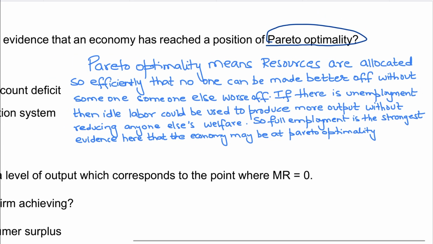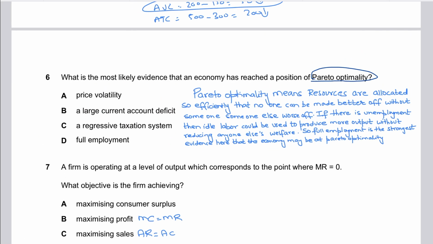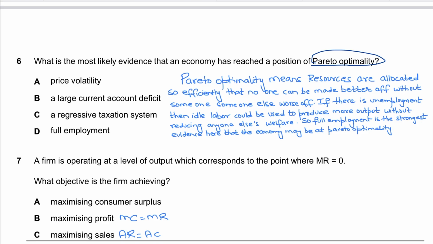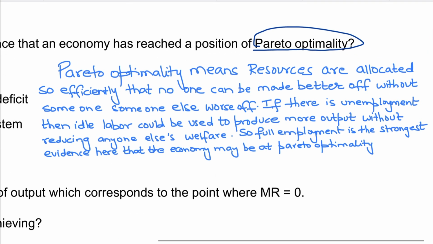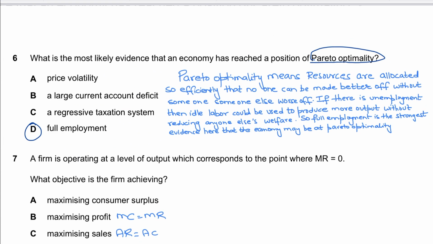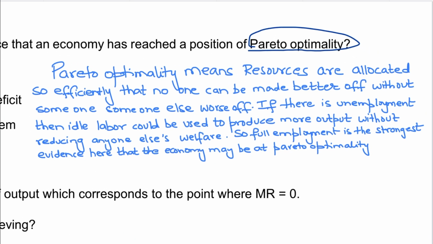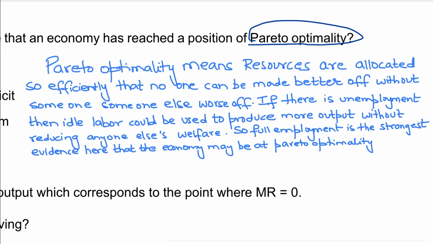So what you're saying is that the answer to this question has to be D for David, and before that you have to understand. So what is the most likely evidence? Full employment. But you have to understand, if there is unemployment in the economy, there's idle labor, which means that you can actually put that labor to work.